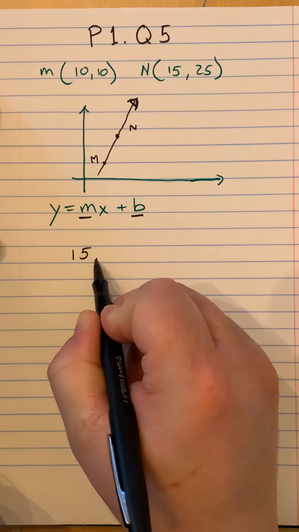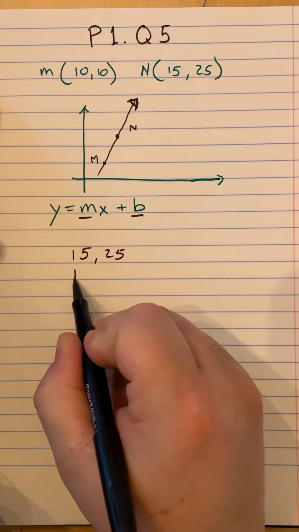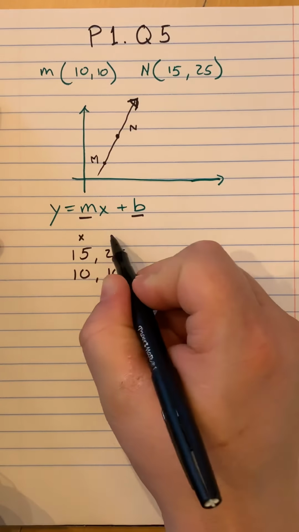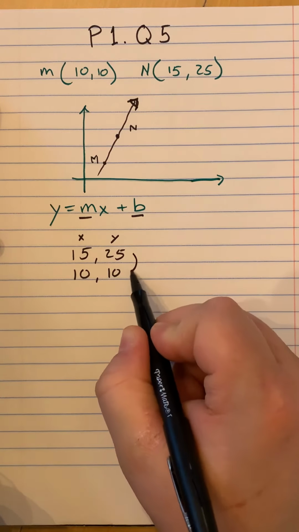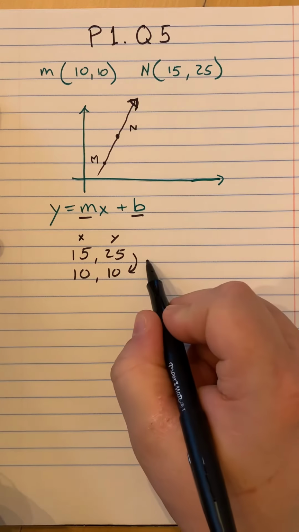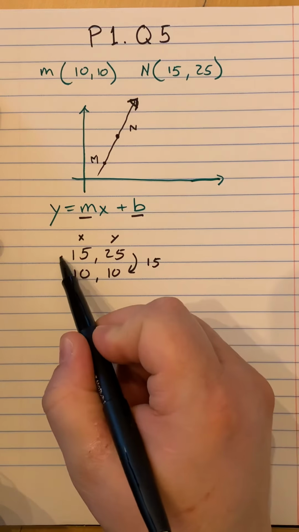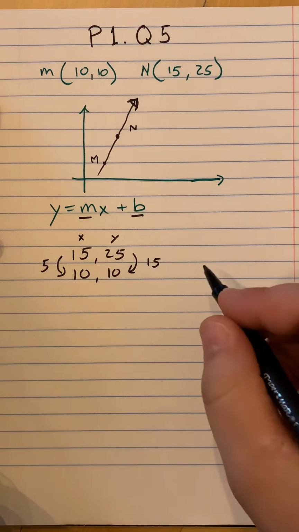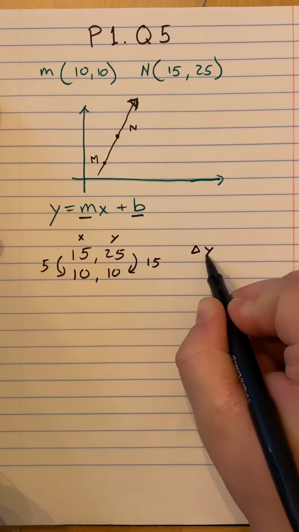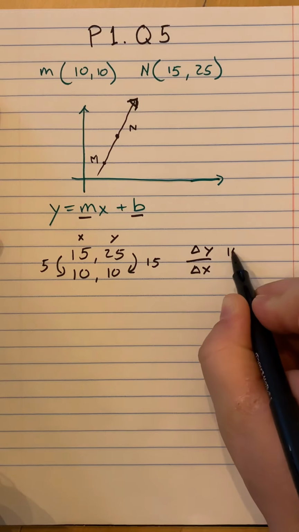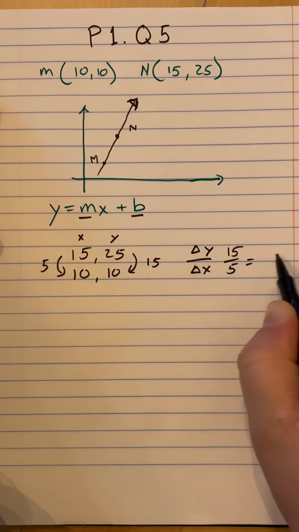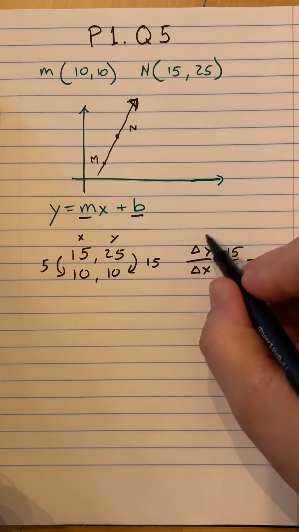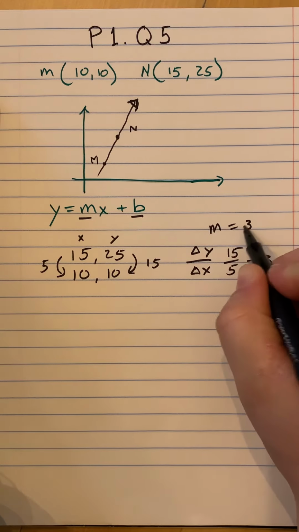So if I put (15, 25), and then slide the other one underneath there, what we've done is made ourselves a table with x values here and y values here. What is the difference between 25 and 10? That would be 15. What is the difference between 15 and 10? That would be 5. So I have the change in y over change in x would be 15 over 5, which equals 3. So that means my m, my change in y over change in x, equals 3.